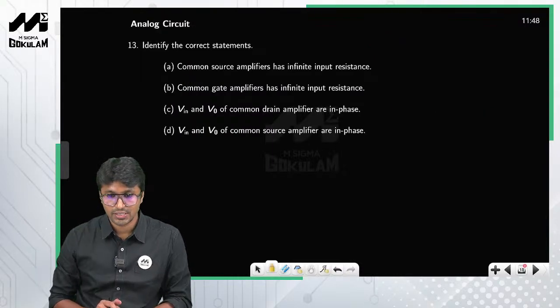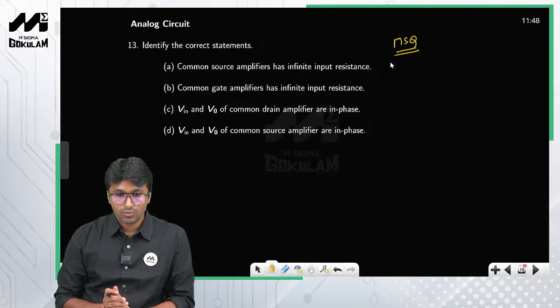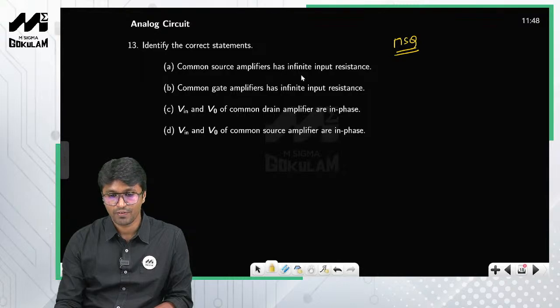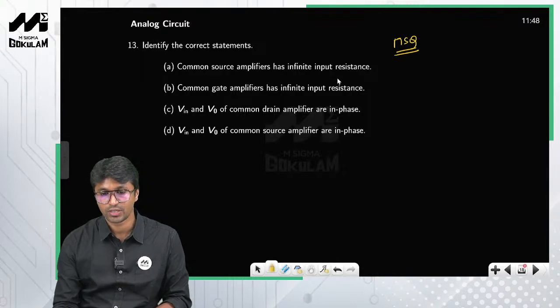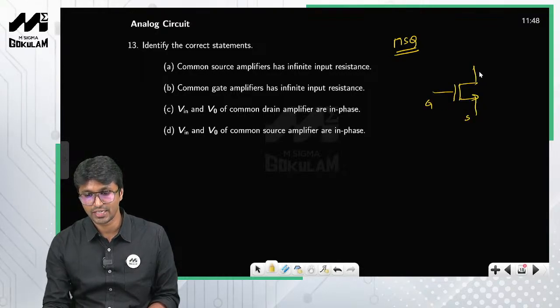Again, this is a multiple select question. What is the information given to you? Common source amplifiers have infinite input resistance. Common source, so this is nothing but the MOSFET. This is the gate terminal, this is the source terminal, and this is the drain terminal. For common source, the source will be grounded, the input is applied to the gate, and the output is taken from the drain.